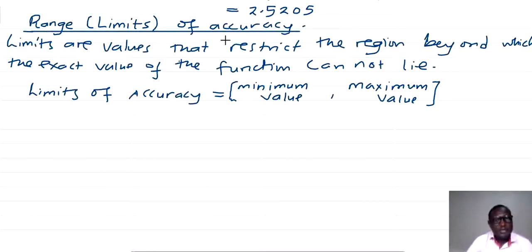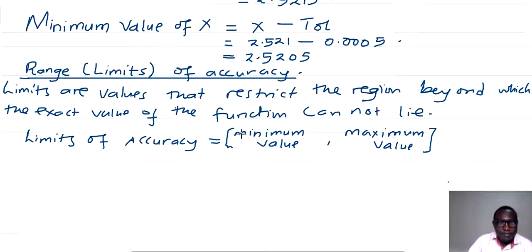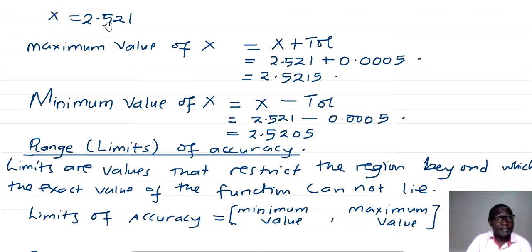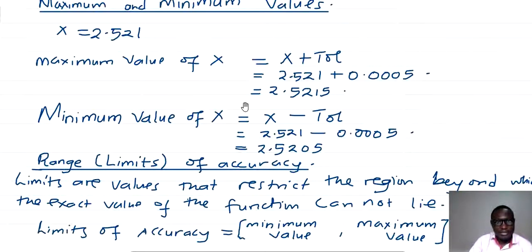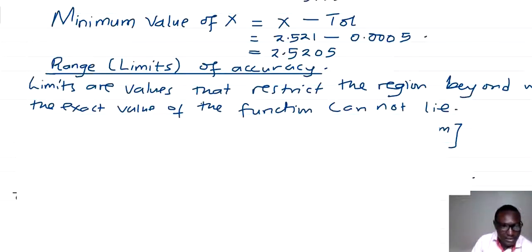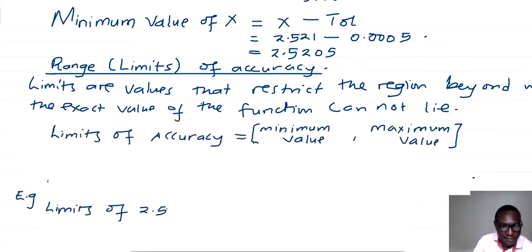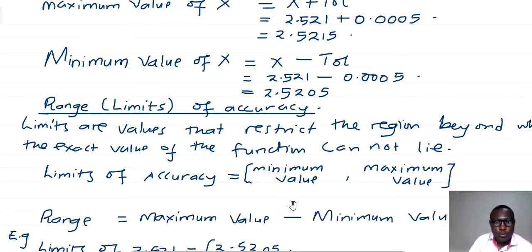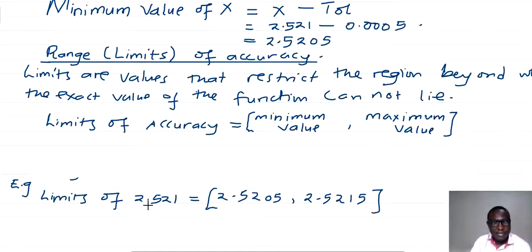Now, having got the limits of accuracy, let's take the reference of the example given to us there. We have got the minimum value and the maximum value from here for the exact value, which was x equal to 2.521. So we are going to use these values here to find the limits of accuracy for a value 2.521, e.g. the limits of 2.521 is equal to, what is our minimum value? It is right here, 2.5205, comma, the maximum value is right here, 2.5215. So these are the limits of this value here, that value alone.